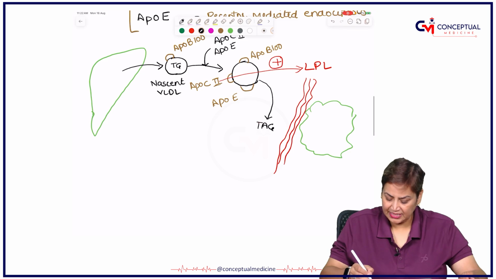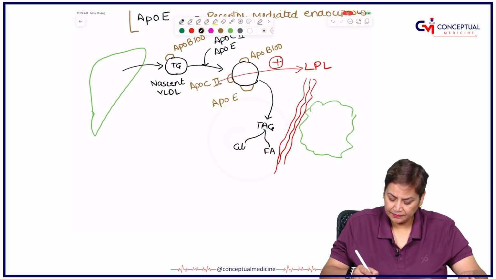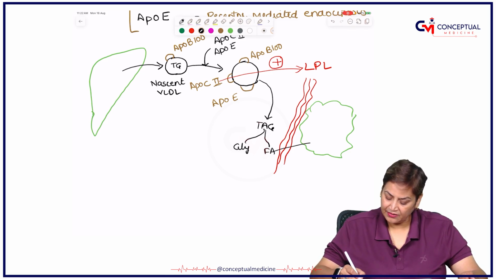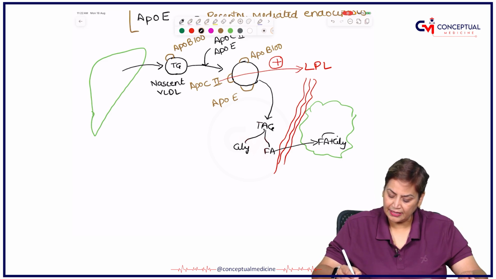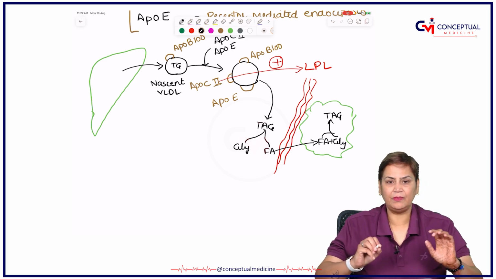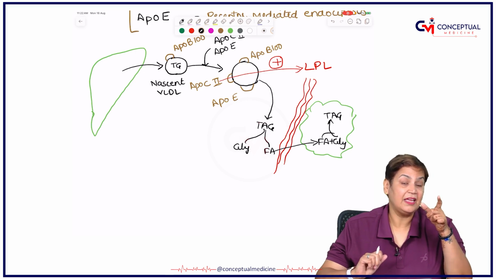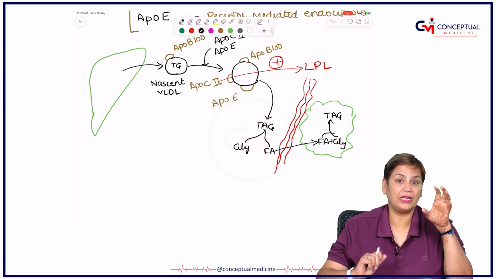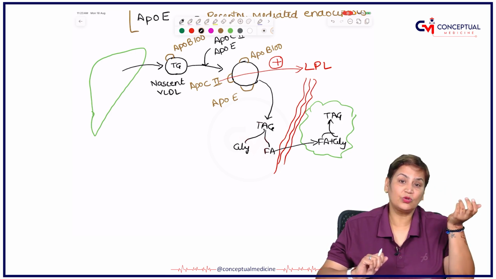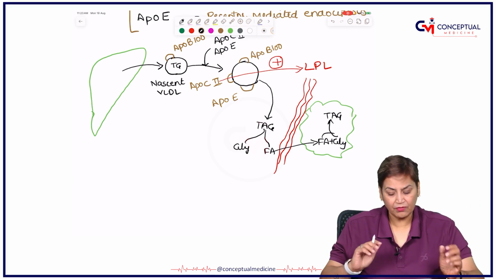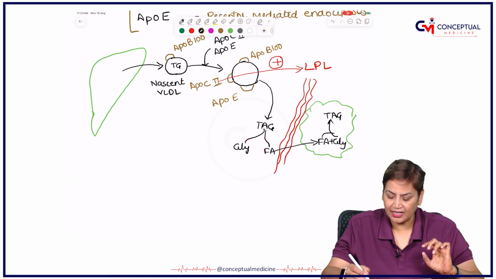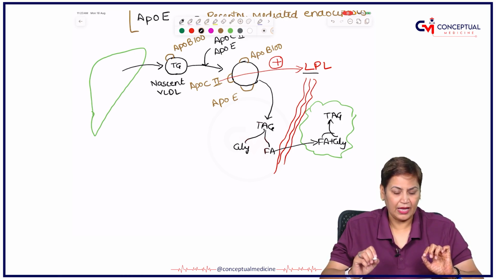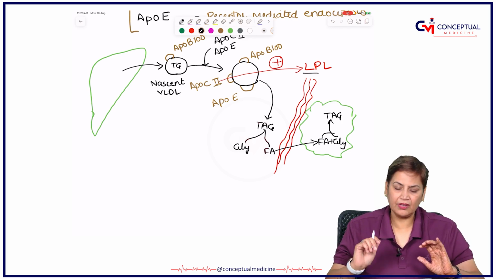And these TGs, obviously, will be converted into fatty acid and glycerol. This we know. This fatty acid will enter the adipose tissue, where it is going to combine with glycerol and form a TAG, and it will be stored in the adipose tissue. That is why we always say LPL is an anabolic enzyme. Just keep this in mind. Lipoprotein lipase is an anabolic enzyme which leads to the formation of the TGs. Now see, what is the function? It is just extracting the lipid part, just the protein part remaining, dividing into this.